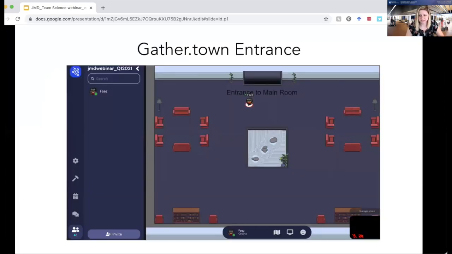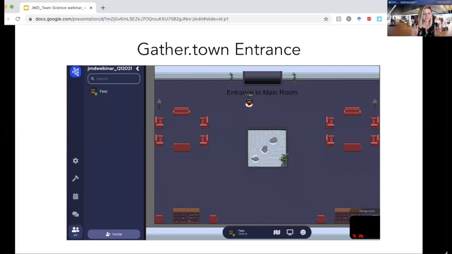I'm going to post the Gather.town information for anyone who can't see it or logged in after my first post. This is what the entrance looks like. The interface is meant to mimic real life interactions, so you'll get a little avatar that you can move around the space using your arrow keys.